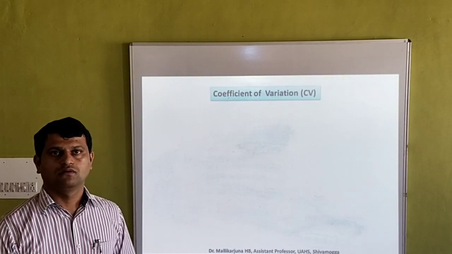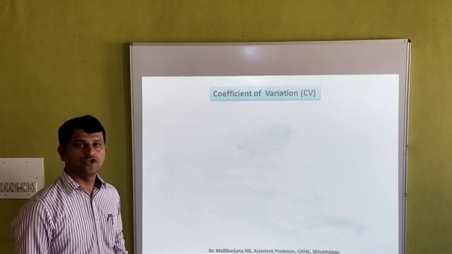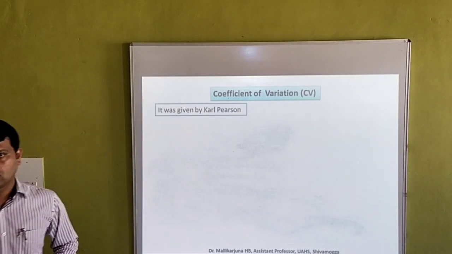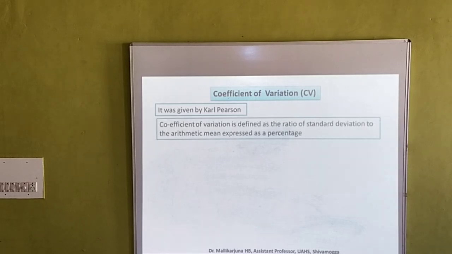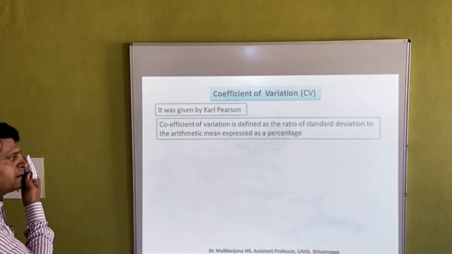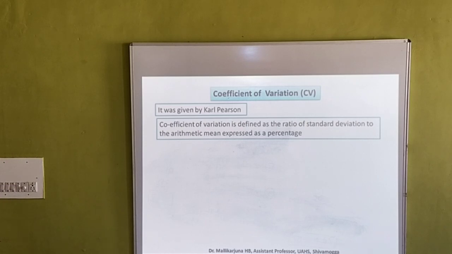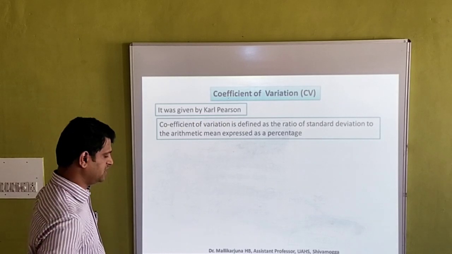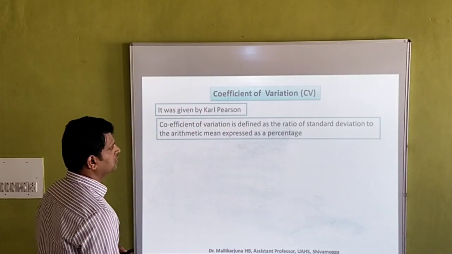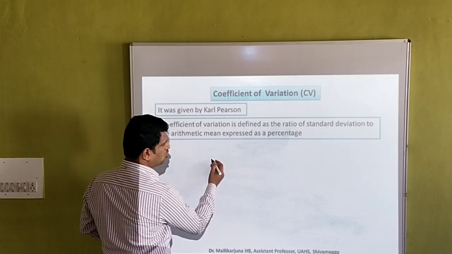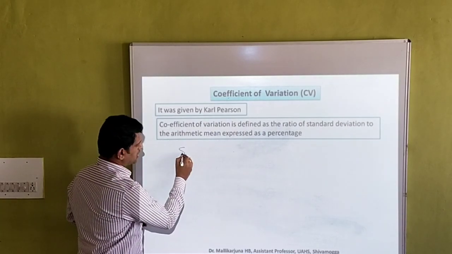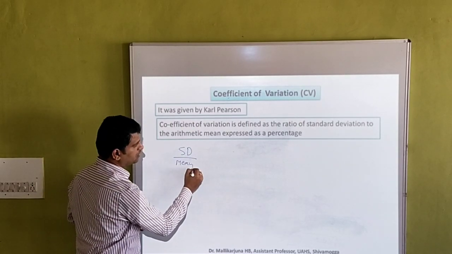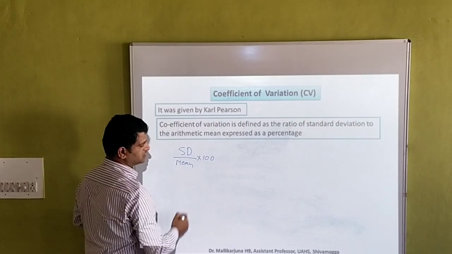Now come to another type of measure of dispersion, coefficient of variation, CV. CV was given by Karl Pearson. Coefficient of variation is defined as the ratio of standard deviation to the arithmetic mean, expressed as a percentage. This is the CV.